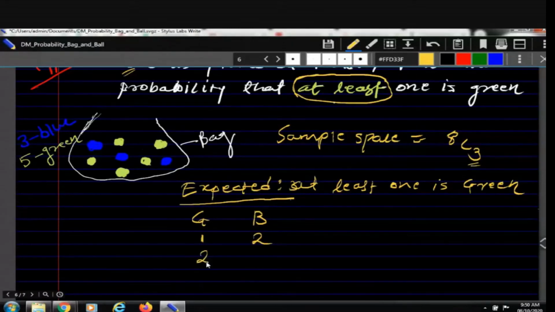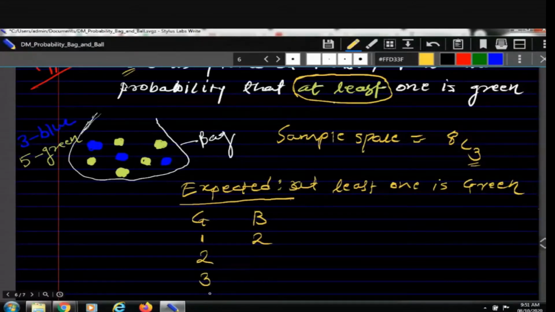Then if you select two green, at least one means two are allowed. So the meaning of that: if you want to pass the examination, then you require 40 marks out of 100. At least 40 marks out of 100. That means if you get 50 marks, then also you pass. If you get 60 marks, 70 marks, 90 marks, or 100 marks, all of that is valid for passing the examination, isn't it? So at least 40 means 50, 60, 70, 80, 90, all are allowed which are greater than 40. So here at least one is green means one will be allowed, two will be allowed, all three will be allowed.